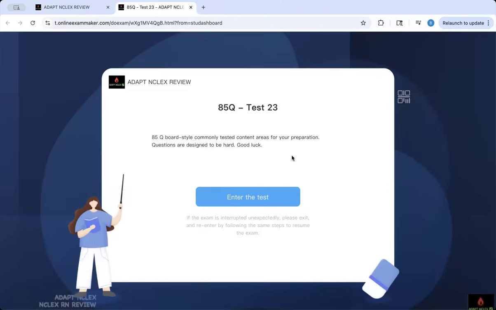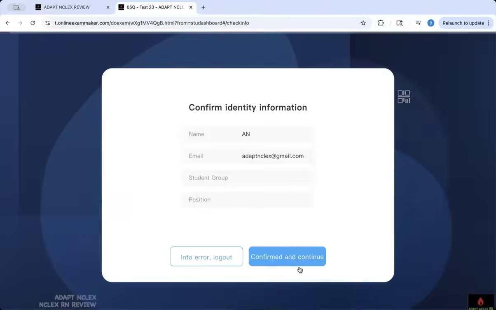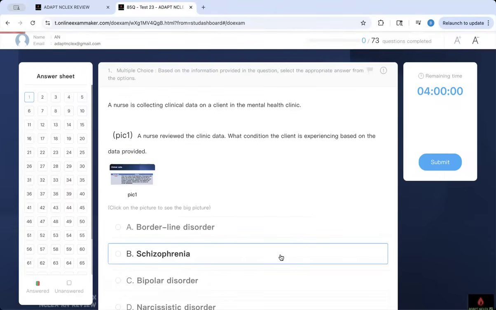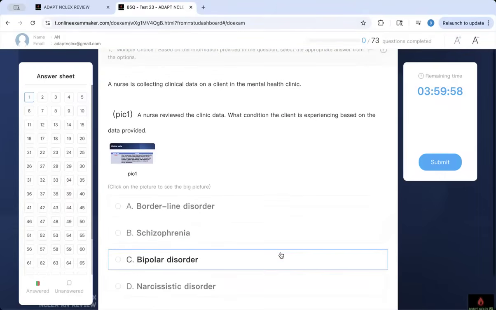Pause the video, answer each question, and then check the rationale. Keep track of your record for all of them, and try to get 65. If you're able to get more than 65, you're on your way to passing.